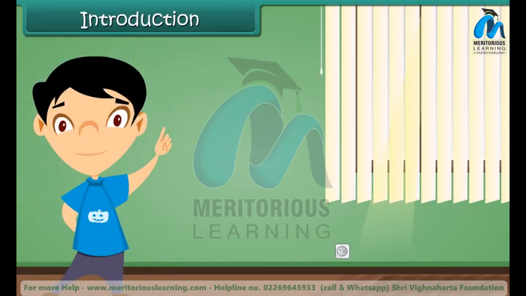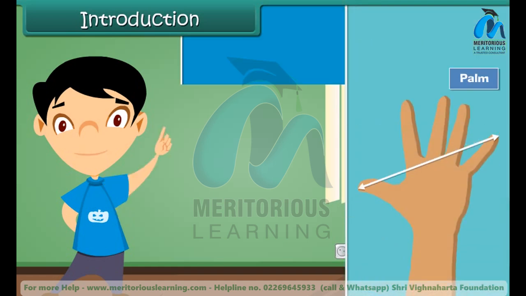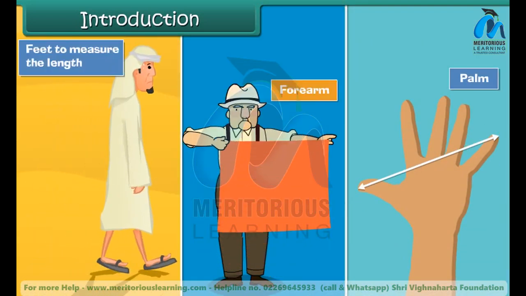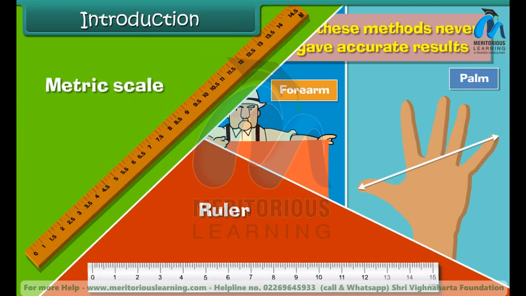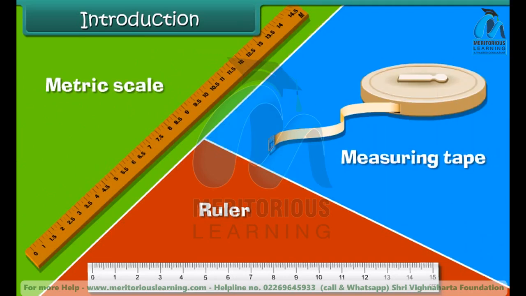Long back, do you know how people used to measure the length of objects? They used their palm, forearm, or feet to measure the length of the objects. But these methods never gave accurate results. Nowadays, we make use of ruler, metric scale, and measuring tape to measure the accurate length and height of the objects. Let us learn the correct method of using a scale.